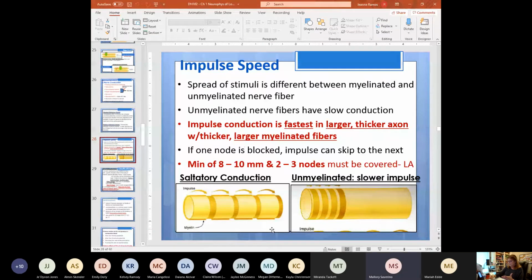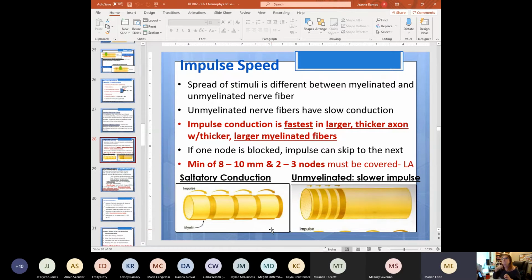So since the impulse is slower, do you just not feel it then and you don't need anesthetic? Yes, but I'd have to explain a little bit more. There's a part of unmyelinated that they don't even go through, so I'm thinking that's not even an issue, but I will do some looking on that. These are all good questions.